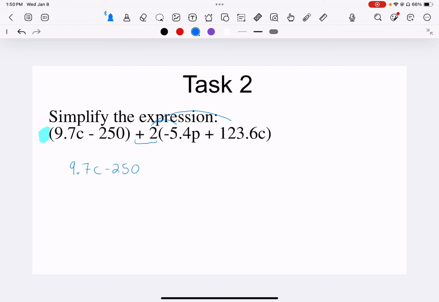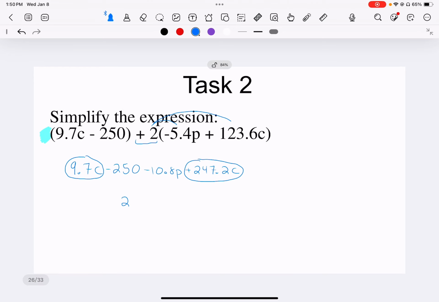Positive 2 times negative 5.4p is negative 10.8p. Positive 2 times a positive 123.6 is a positive 247.2c. Now I look for my like terms. 9.7c and a positive 247.2c are like terms. So I can combine those to give me 256.9c.